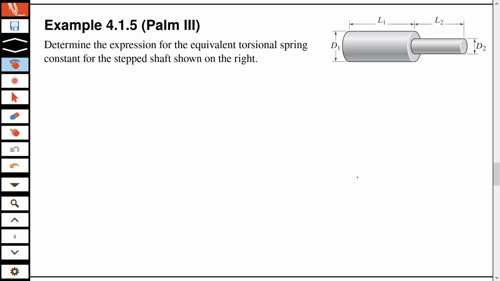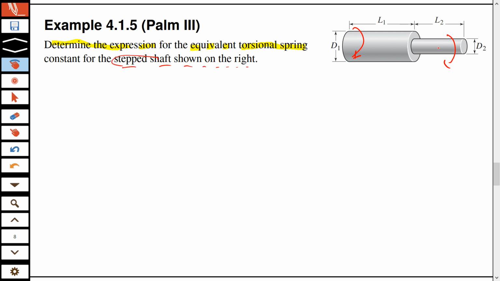And here you have another example of two springs. So if you model this as a spring, now how do we know here whether the loading is axial or torque or vertical? We do not know, as nothing is given in the diagram. So when there is nothing in the diagram, what do we do? We look at the statement, and the statement is to determine the expression for the equivalent torsional spring. So this means that the loading here is torsional loading, twisting, for the stepped shaft shown on the right.